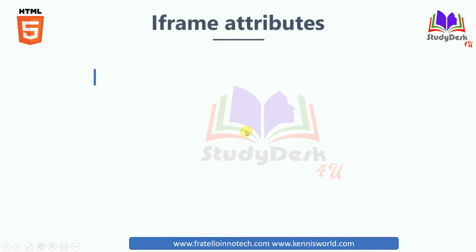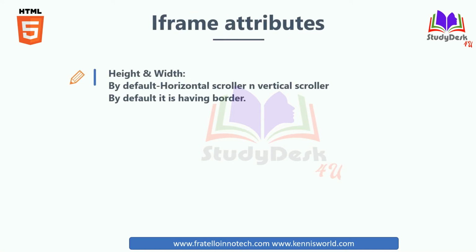Apart from this, in iframe we have a few more attributes. The first ones are height and width. We can give height and width measurements for a YouTube video. The next one is that by default it has a horizontal scroller and vertical scroller for other web pages or pictures, and by default it has some border. If you want to remove this border, we can use CSS styles. Those things we'll learn in further sessions.